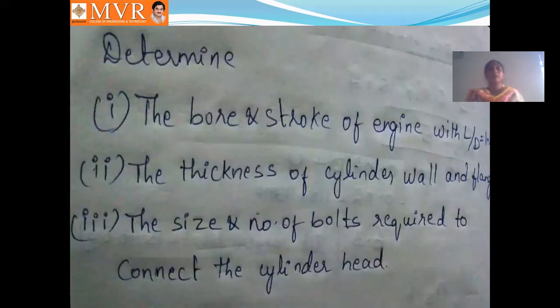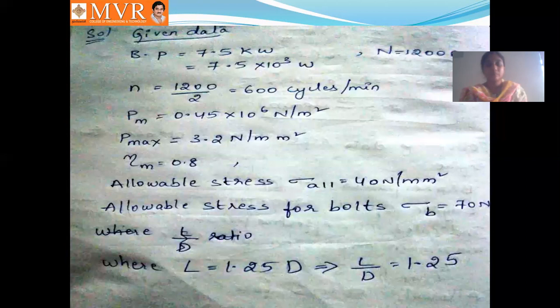Now, what should we find out? First, the bore and stroke of the engine with L by D equal to 1.25. Second, the thickness of the cylinder wall and flange. Third, the size and number of bolts required to connect the cylinder head.